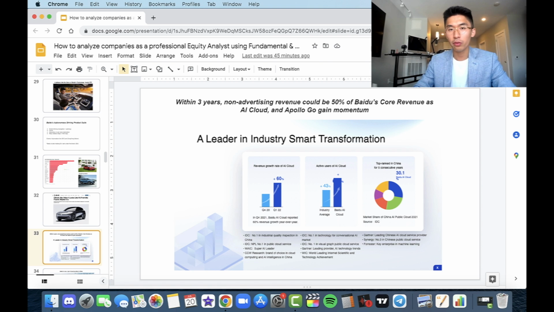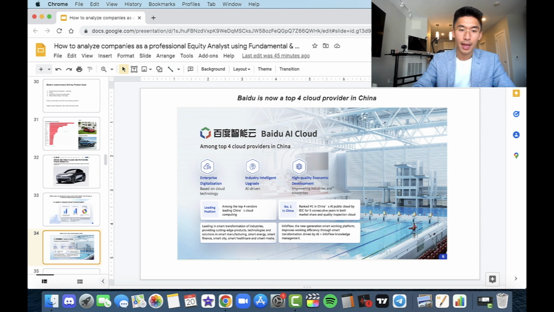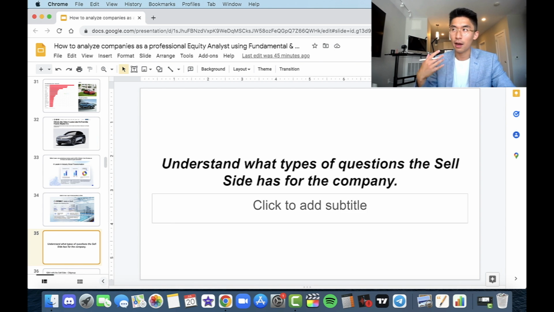So within 3 years, non-advertising revenue could eventually be 50% of Baidu's core revenue as AI Cloud and Apollo Go gain momentum. And this is important because Baidu is now a top 4 cloud provider in China. And as the company starts to diversify outside of just the search engine and digital advertising, investors are going to be thinking about how to properly give the company a potentially different valuation.